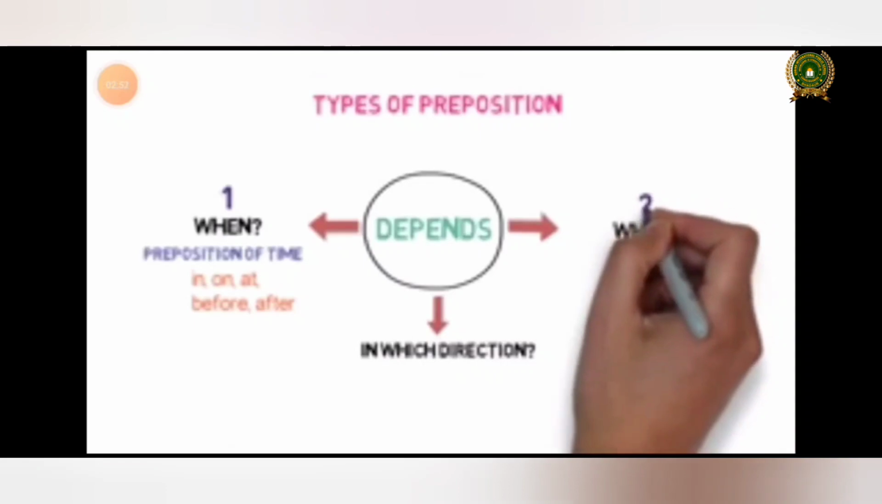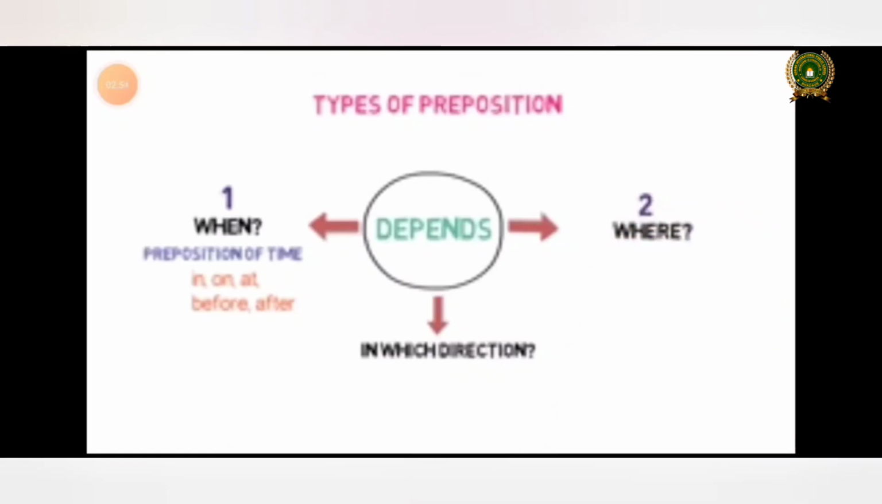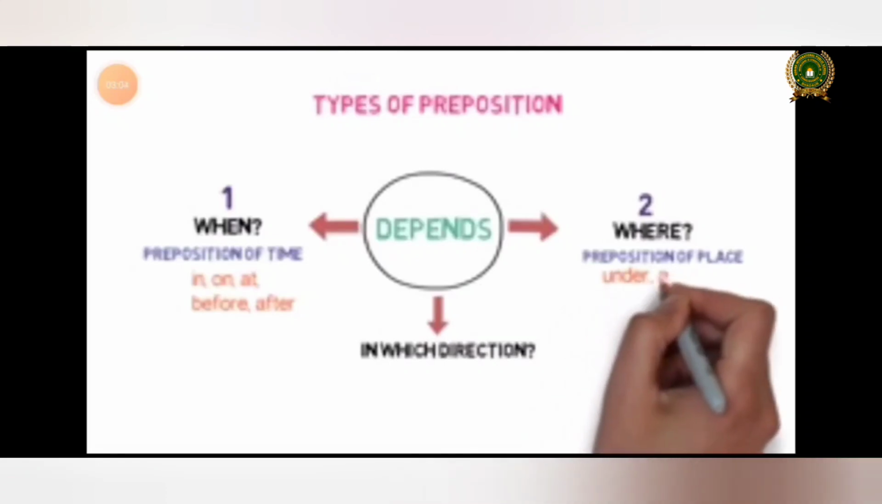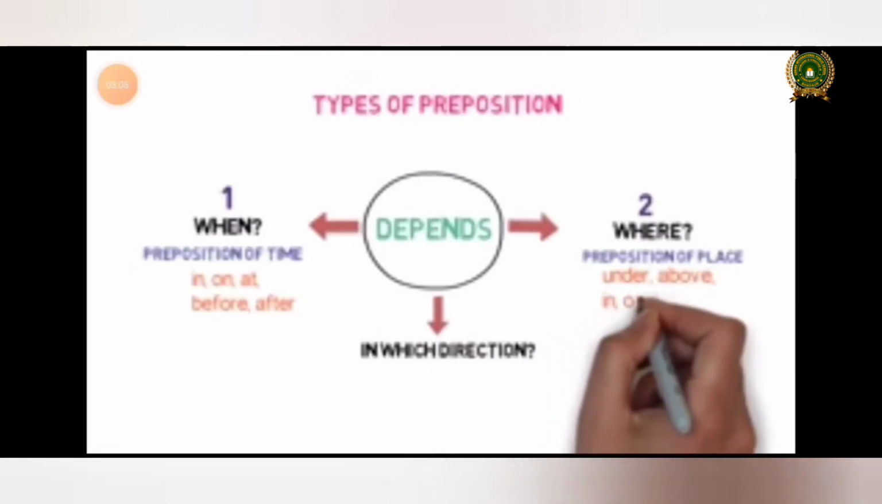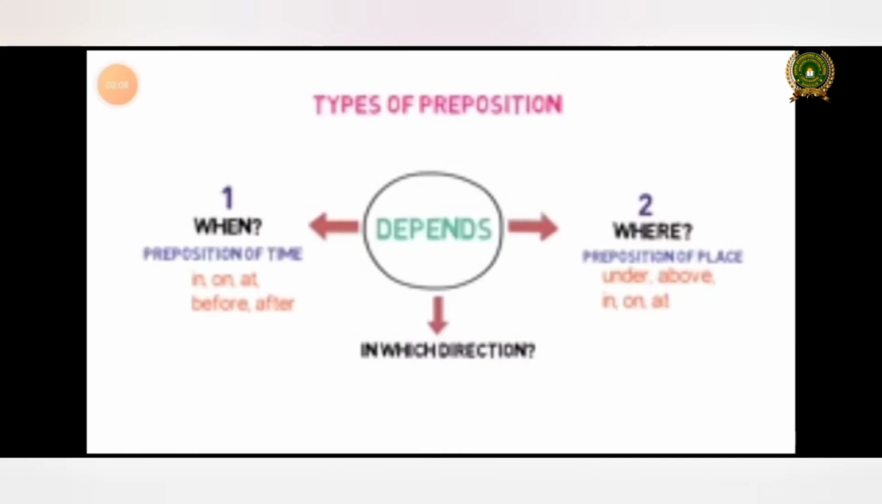Now move to the second type. Where. Where means preposition of place. It means where an action takes place, where an action or an event occurs. Example: under, above, in, on or at. Okay, so in, on and at can also be used for the preposition of place and for the time as well.